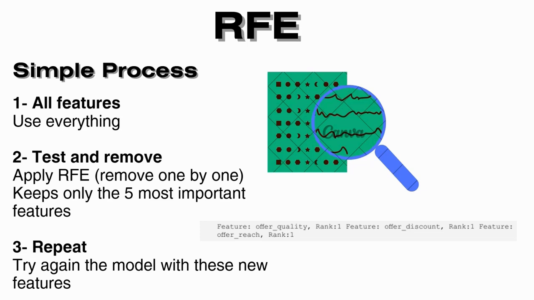First, you import RFE from the scikit-learn package. Next, you create an RFE instance, specifying how many features you want to select.